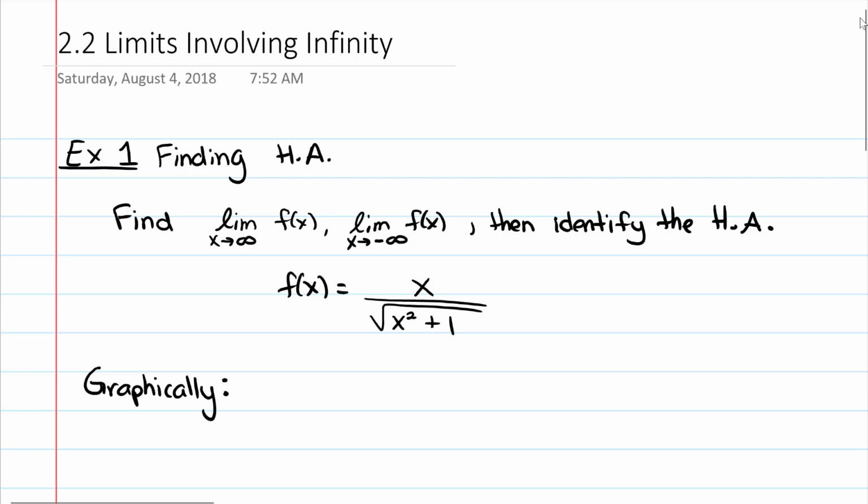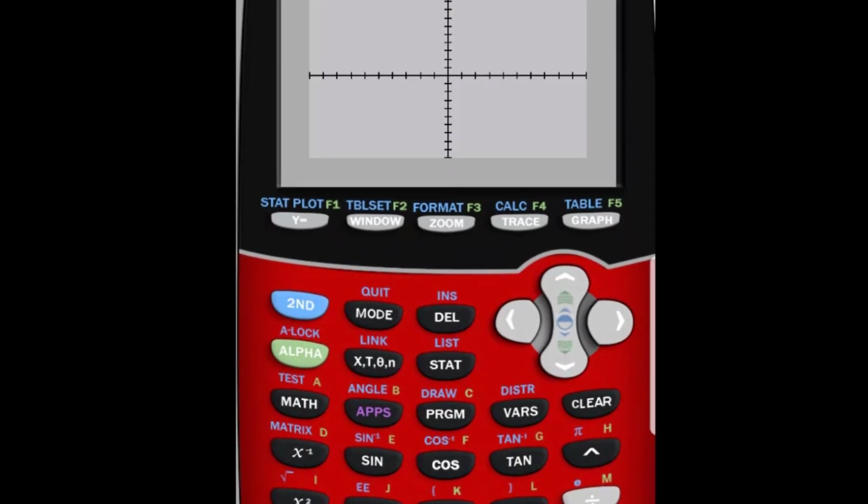The function that we're going to be determining the horizontal asymptotes of is x divided by the square root of x squared plus 1. Now, most of us don't know what this looks like off the top of our head. So before we determine algebraically how to do it, we're going to look at how to do it graphically. Graphically is probably the easiest method if you're allowed to use your calculator. So the first thing we need to do is graph it on our calculator.